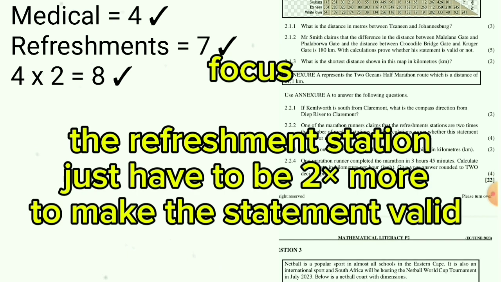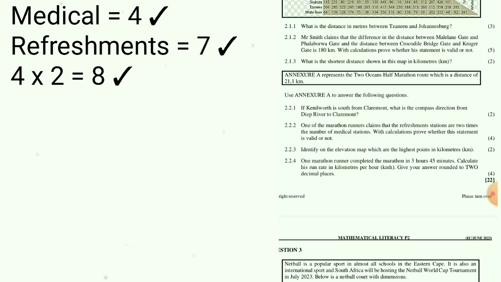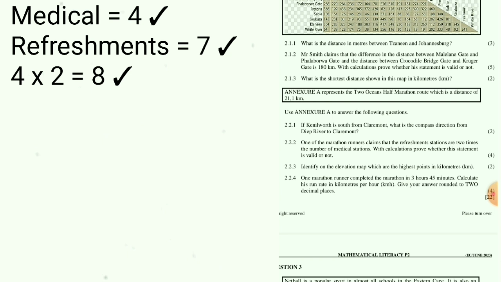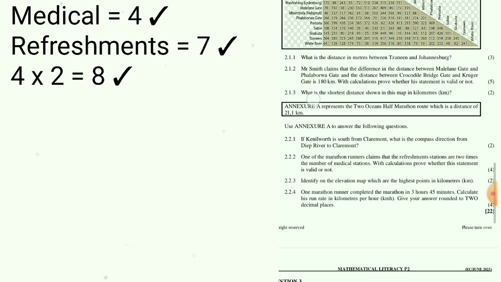So as you can see, I will read the question again. One of the marathon runners claims that the refreshment stations are 2 times the number of medical stations. With calculations, prove whether the statement is valid or not. So here the medical is 4, not 4 times, guys. Let's say it's 4 kilometers away. I'm making an example. If it's 4 kilometers away, then the refreshment is 7 kilometers away.